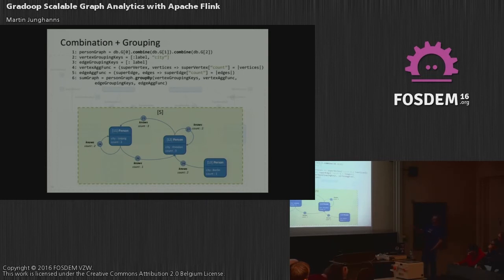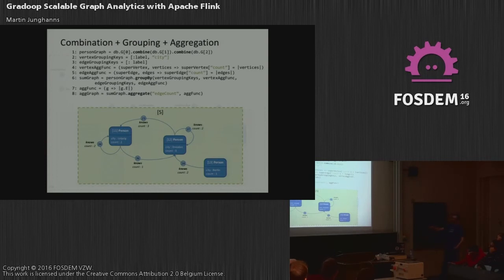Okay, so what you also saw here is that we used combine as the first call and then used the group by operator on the result of the combine, which just shows you that you can compose multiple operators into an analytical program. What we do now is we just say we want to also know how many edges are contained in our group graph, also called summarized graph.